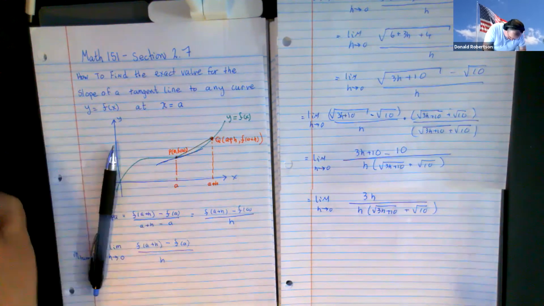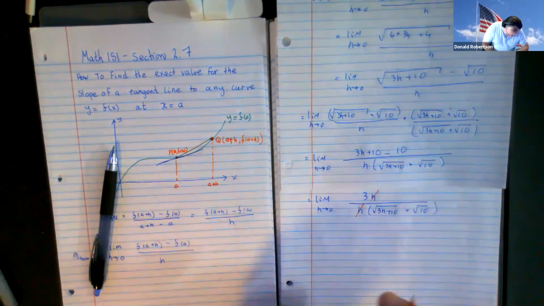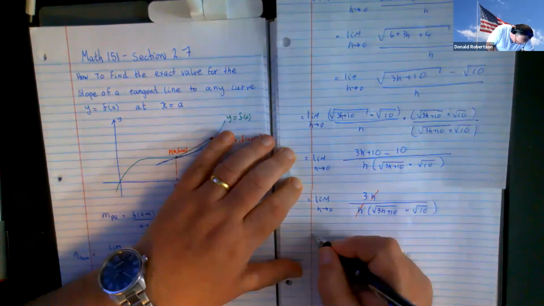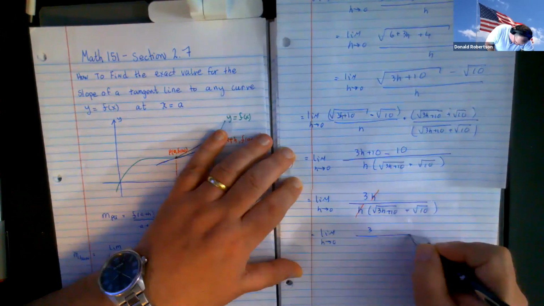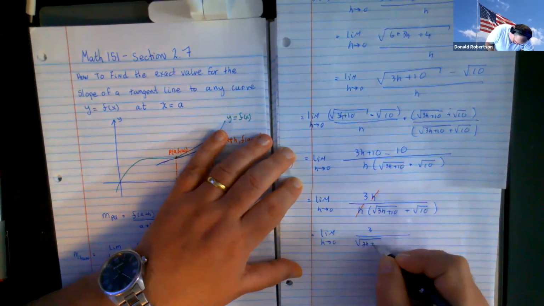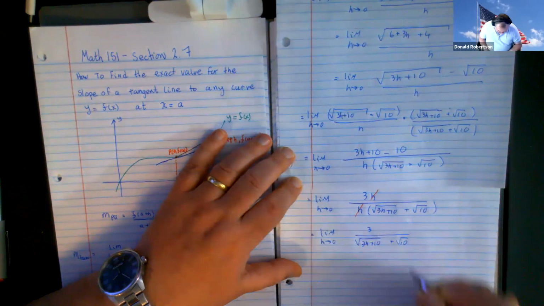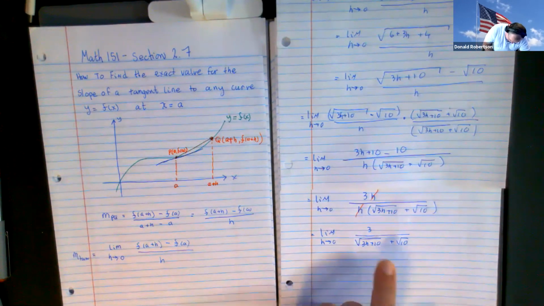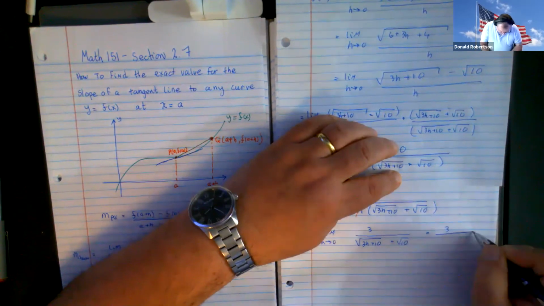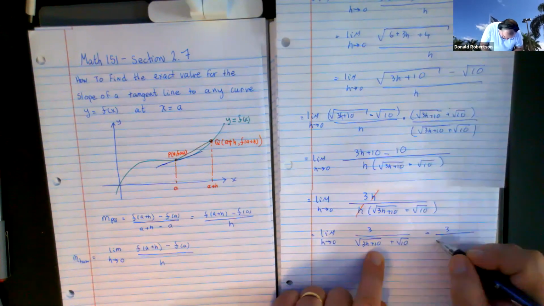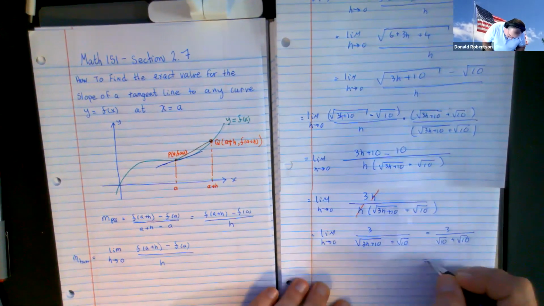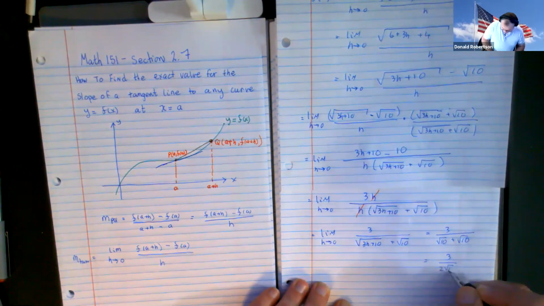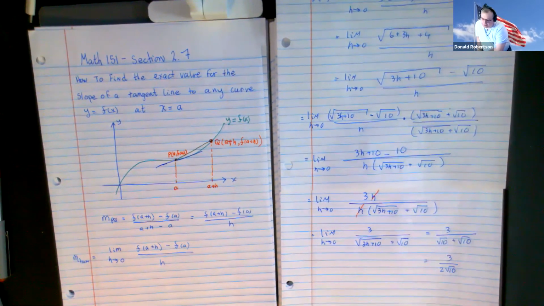Which means I can now do the cancel. Which tells me that I've got 3 left on the top, a couple of square roots on the bottom. I can now plug 0 in, and that gets me 3. 3 lots of nothing plus 10 are still 10, so I get root 10 plus root 10. This becomes 3 over 2 square root of 10.